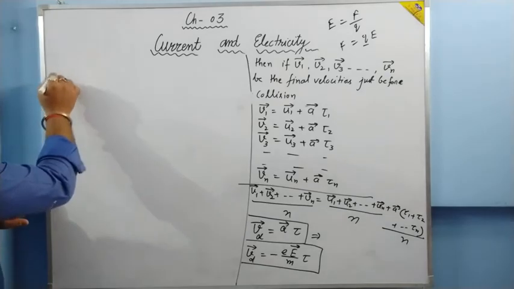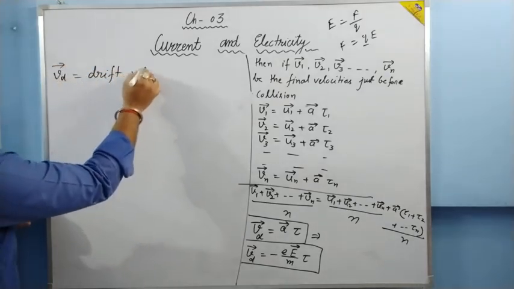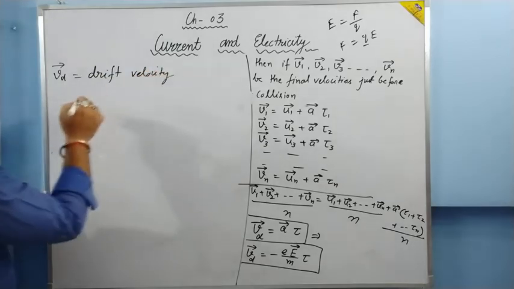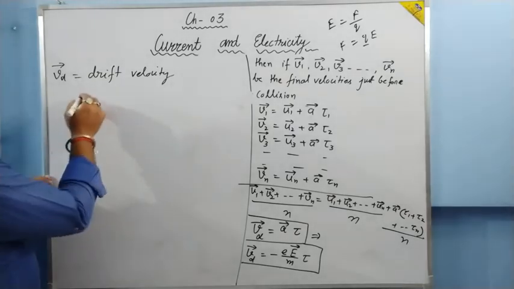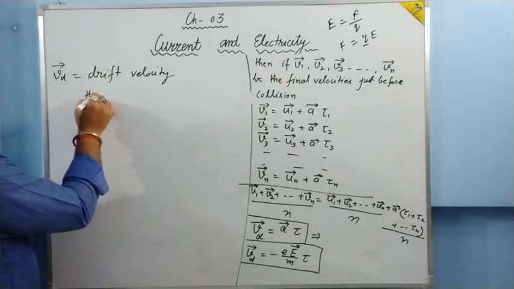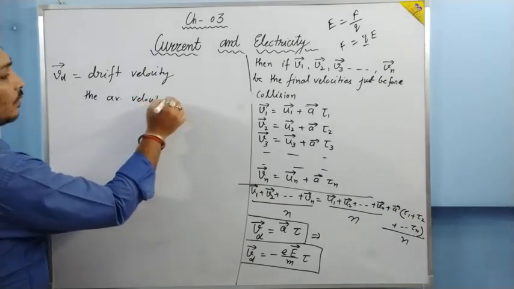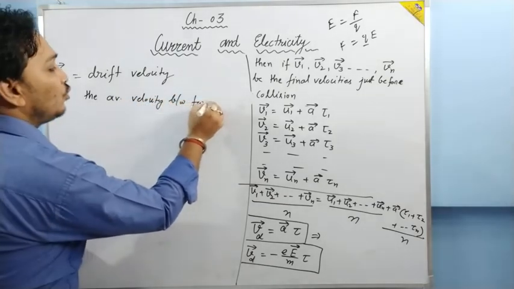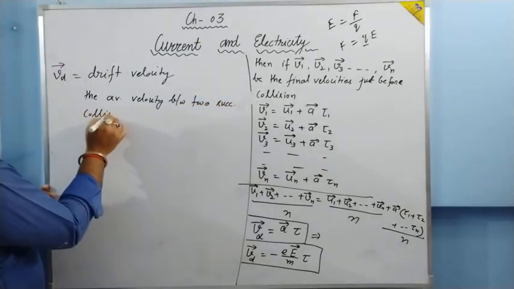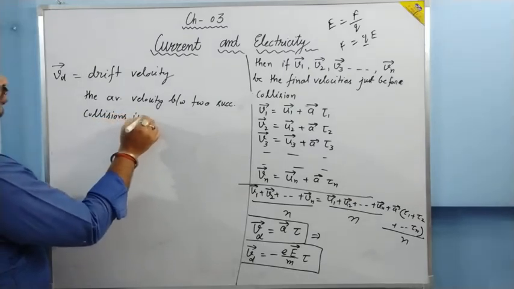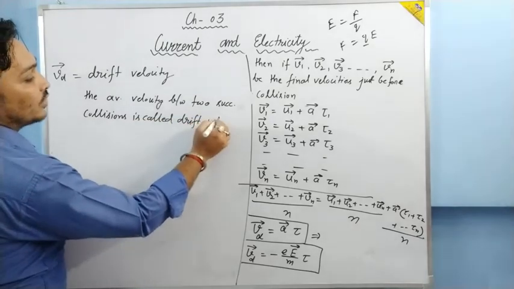What is Vd over here? So Vd is the drift velocity. And how is it defined? It is defined as the average velocity between two successive collisions, and this is called drift velocity.